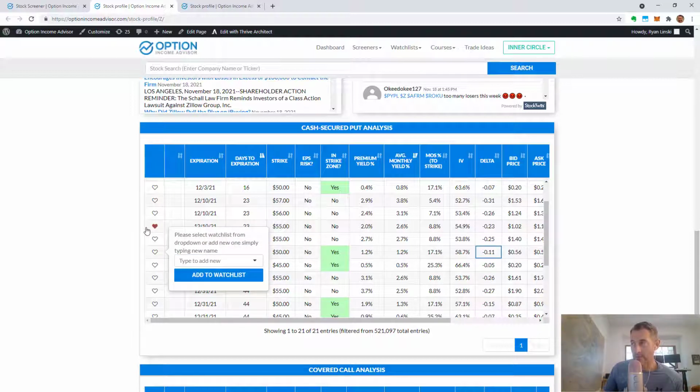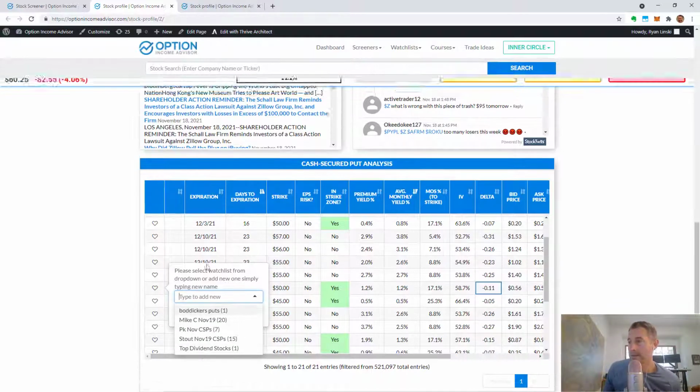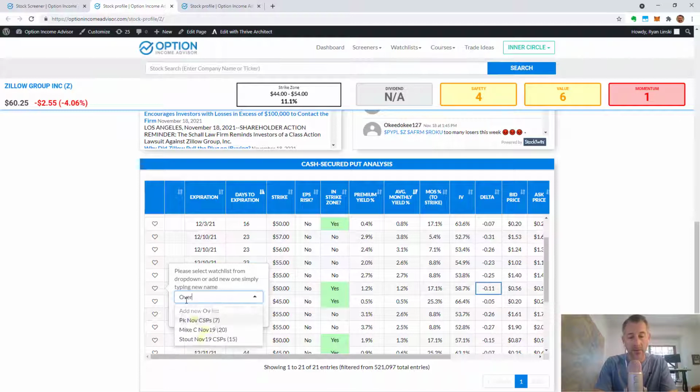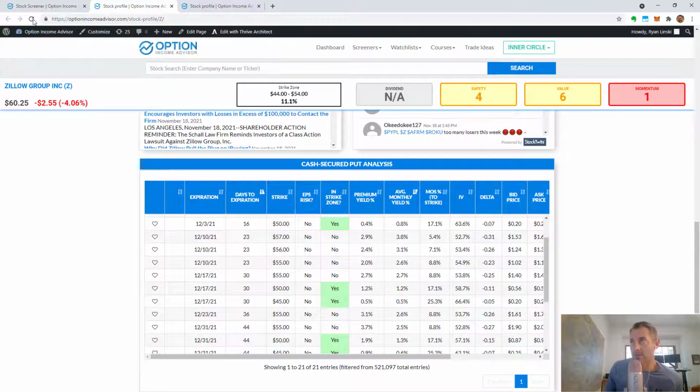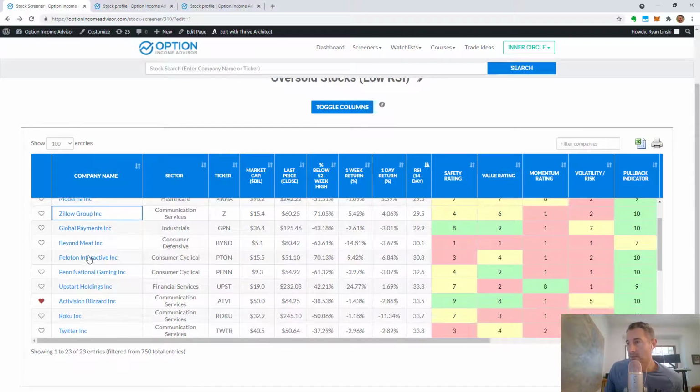So what you do, if you haven't created a put option watch list here, this is just a way to pull specific options. So now you can have a put option watch list that correlates with your stock screener that shows all these oversold stocks. So you just add, you could do oversold CSPs. Okay, and we're just going to add that to the watch list, and then you'll have a specific watch list up there that's just these oversold options. And so let's do a couple more of those as we can see.